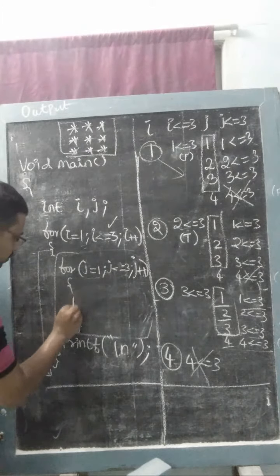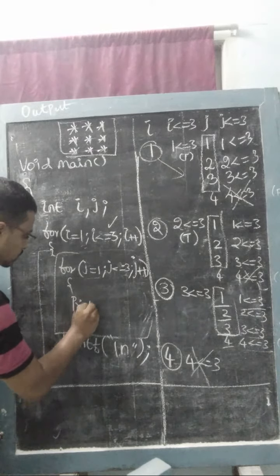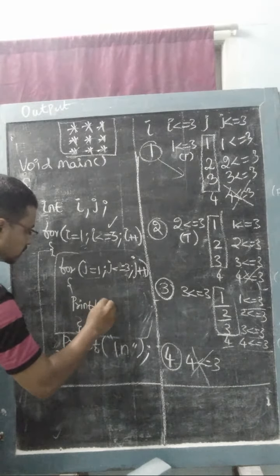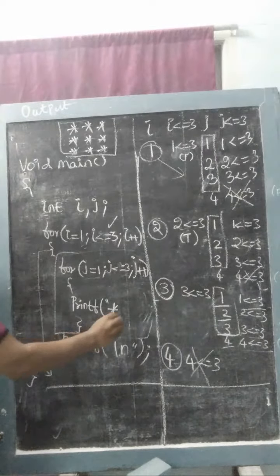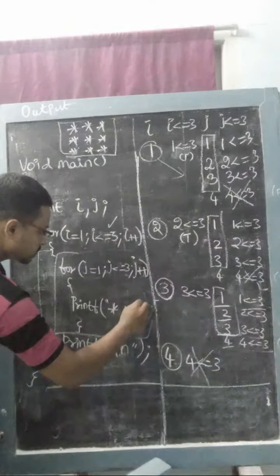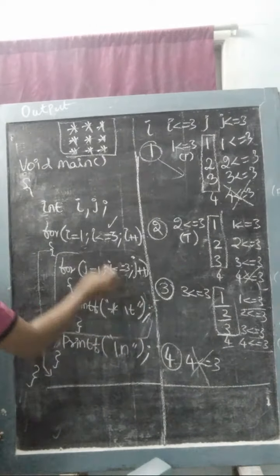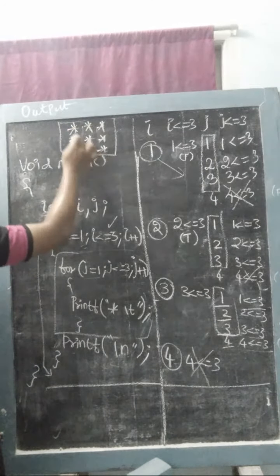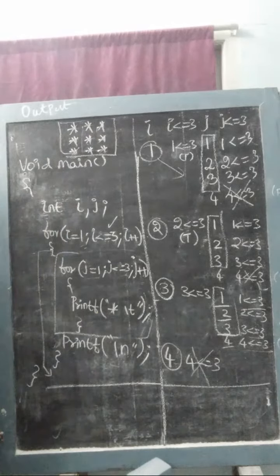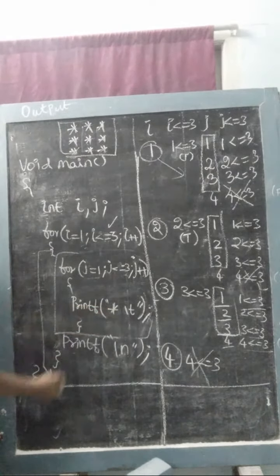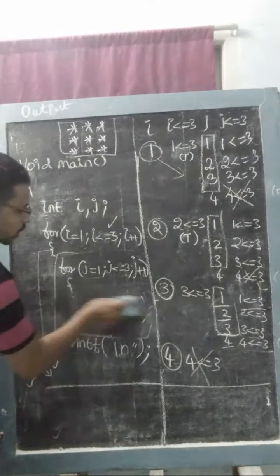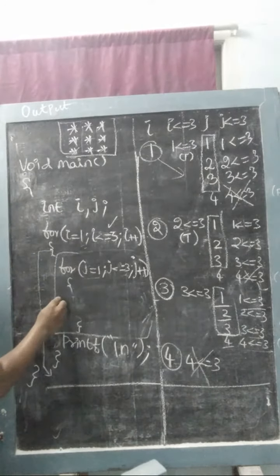Printf star slash T, the gap will become in between each and every star. We should not give it here, it should come after the star. If you are using it for numbers, you can use it like that.